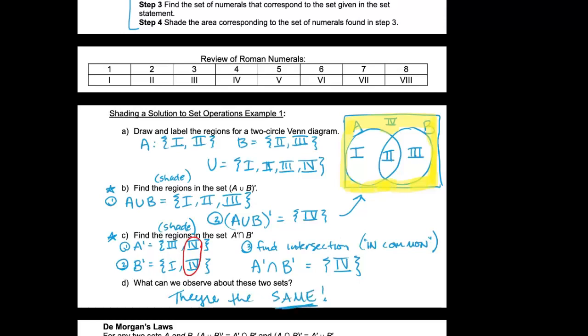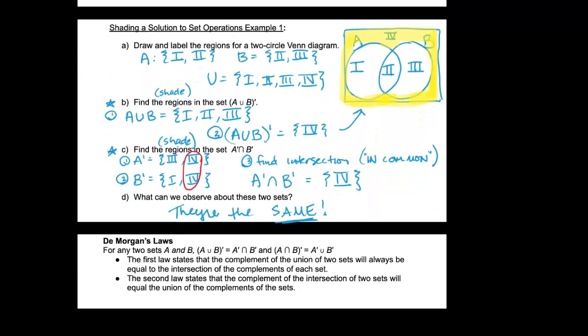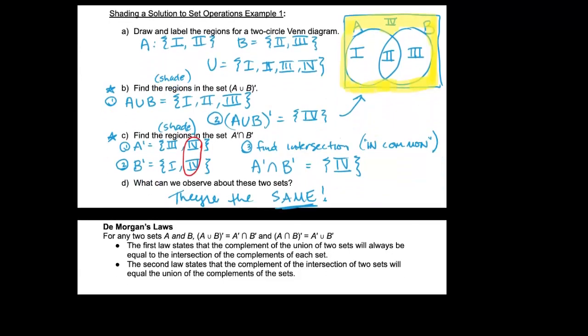So let's kind of take a look. We've got two different problems, the complement of A union B or the intersection of A complement and B complement. They're the exact same. And De Morgan's laws, which I've got a little table down here we can look at, are a set of laws that basically just say the exact thing that we just discovered. It says that the complement of A union B is the same thing as A complement intersect B complement.